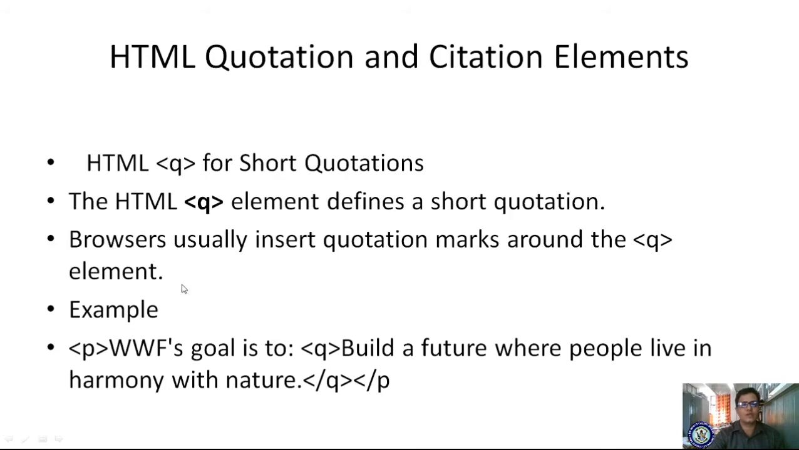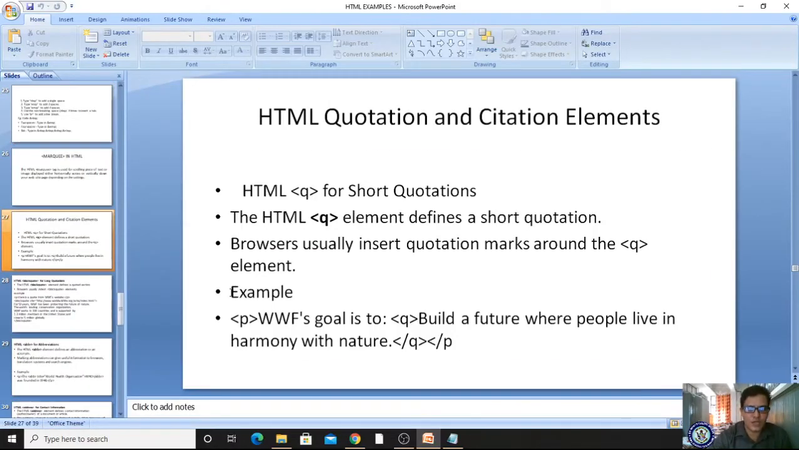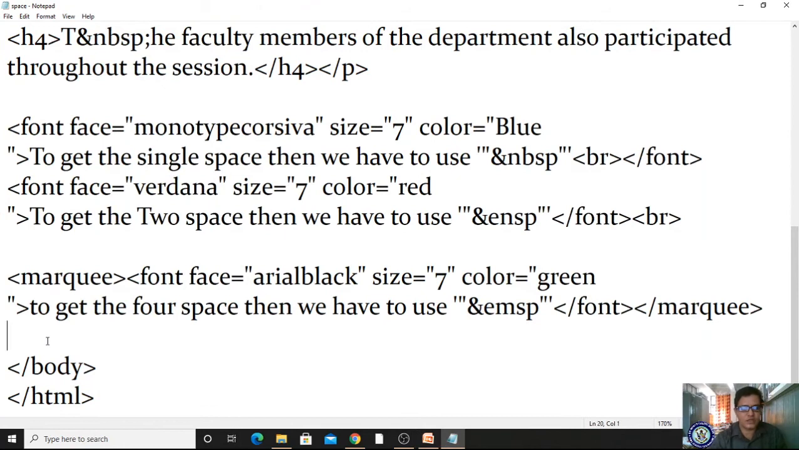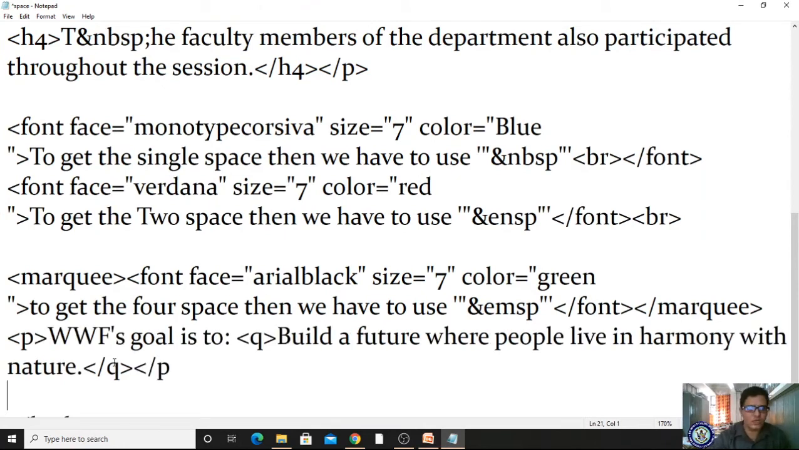For example, here it is given a paragraph tag. Within the paragraph tag, you are specifying a small quotation: WWF's goal is to build a future where people live in harmony with nature. So likewise, you can give a simple quotation. Now let me try this tag. I'm copying it, and my editor is already there. I'm pasting here. What will happen? It will give a short quotation.